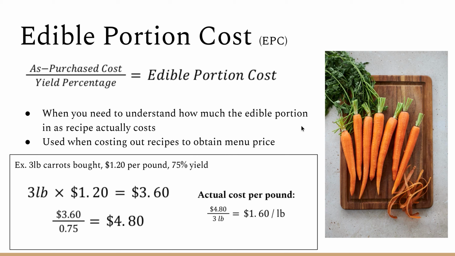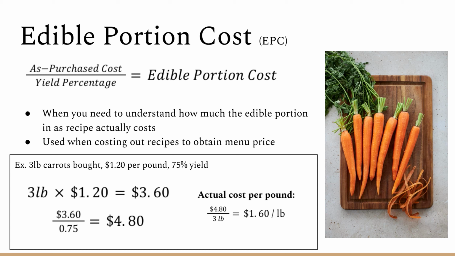For example, if you buy 3 pounds of carrots at $1.20 a pound and it has a 75% yield, this is what it's going to look like. We have 3 pounds times $1.20, which brings us to $3.60. That is our as purchased cost, the total amount of money we spent to buy those 3 pounds of carrots. So we take $3.60 divided by the 75% yield, and that brings us to $4.80.